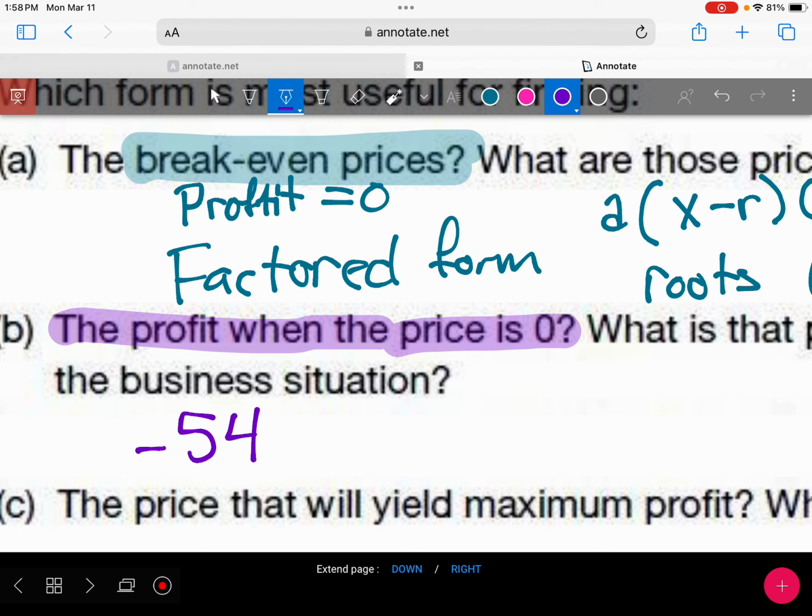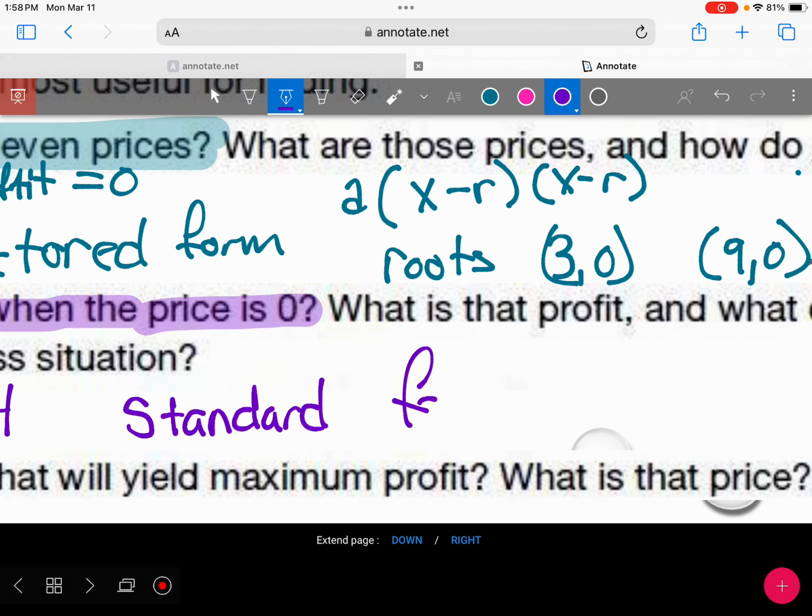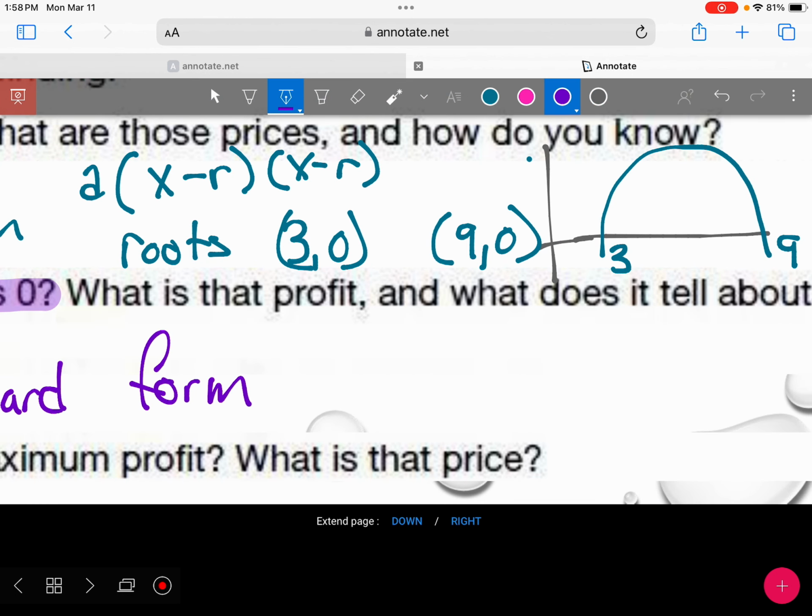What's the first one? Okay, because it's our C value. Yes. It's our standard form. It's our C value. It's that y-intercept. I'm going to put that up here. So we know this guy is our -54 y-intercept.